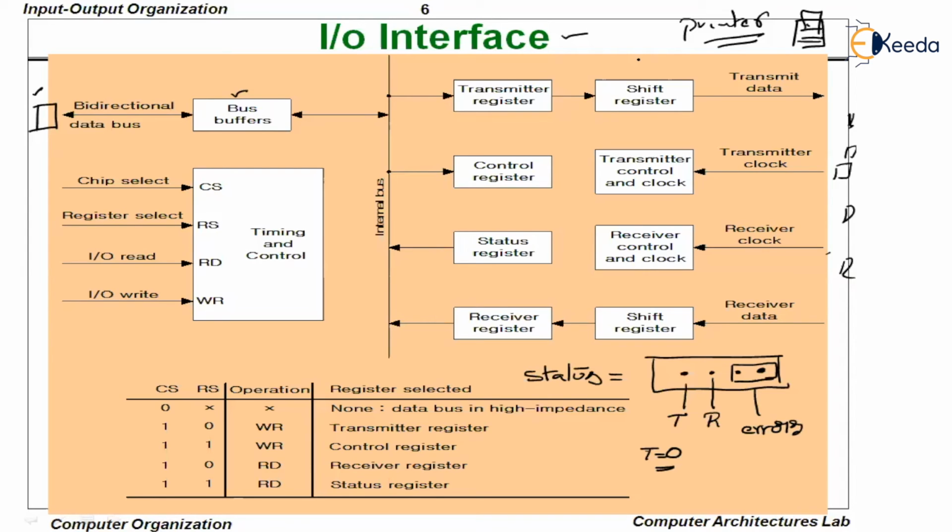Till then, you understand that till the transmitter register, data can be transferred parallelly. But from the transmitter register to the printer, data should be sent serially. So for that reason, I am going to use a shift register. So the transmitter register is going to receive the data parallelly from the bus, and it is going to pass the data serially to the shift register. Then data will be transmitted to the printer.